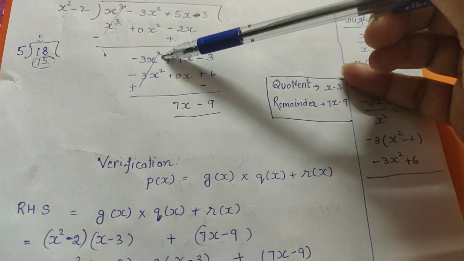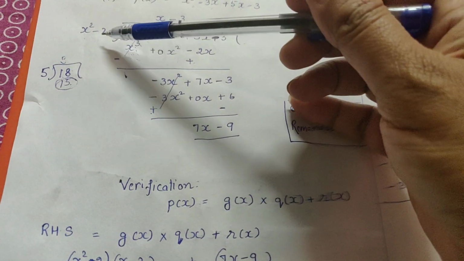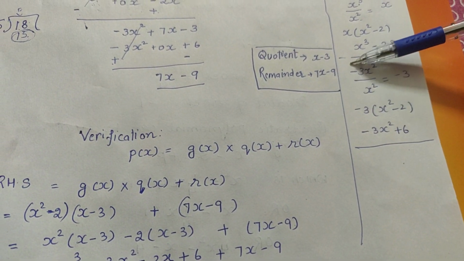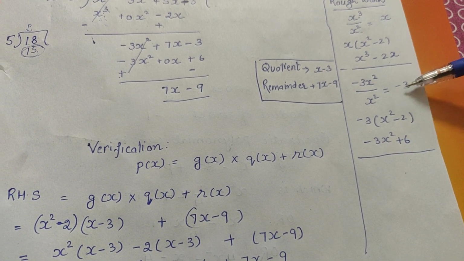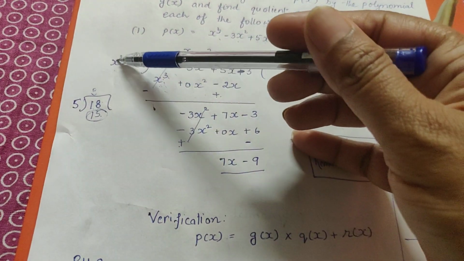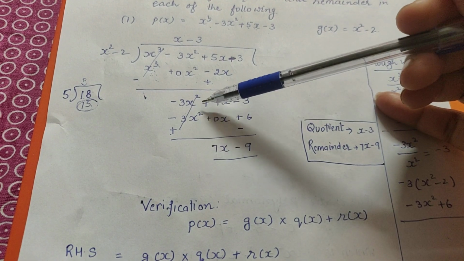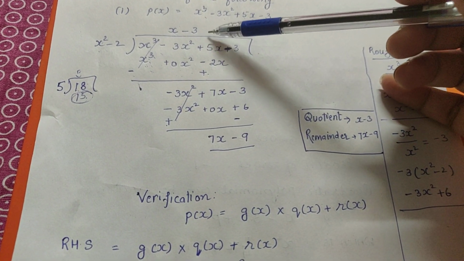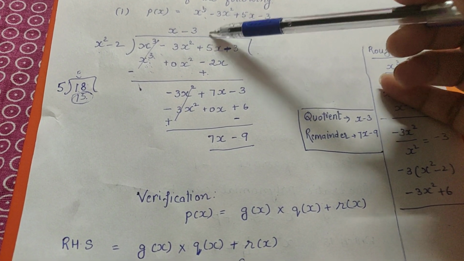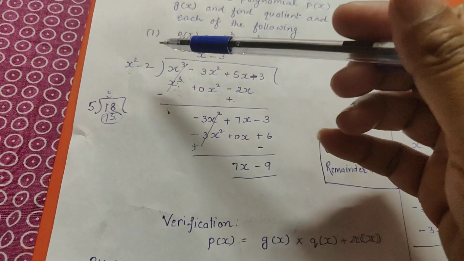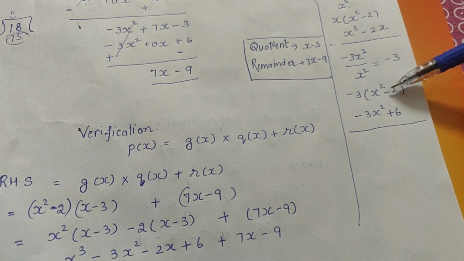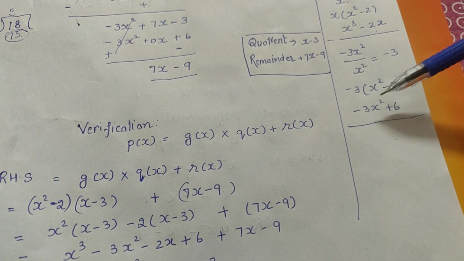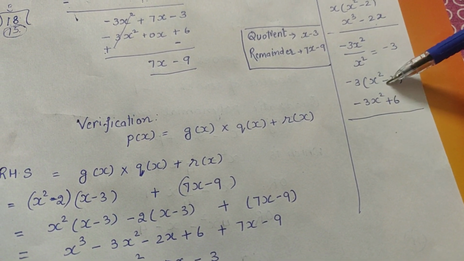Minus 3x square I have written here. Then I have divided it by x square. So minus 3x square upon x square, I will get minus 3. So that means it should be multiplied by minus 3 to get minus 3x square. So I have written minus 3 here. Okay. Now I have multiplied minus 3 with this polynomial. So minus 3 into x square minus 2, I have got minus 3x square plus 6.